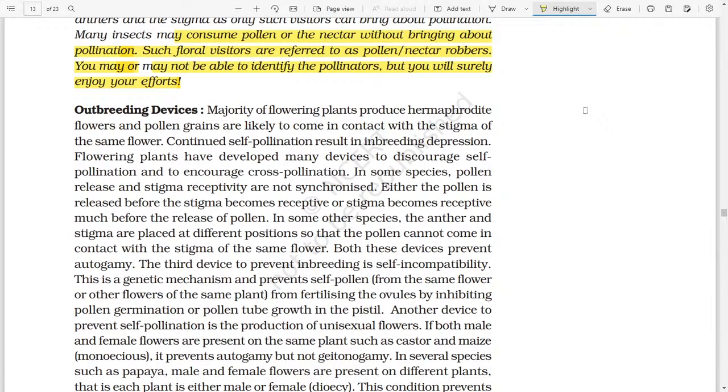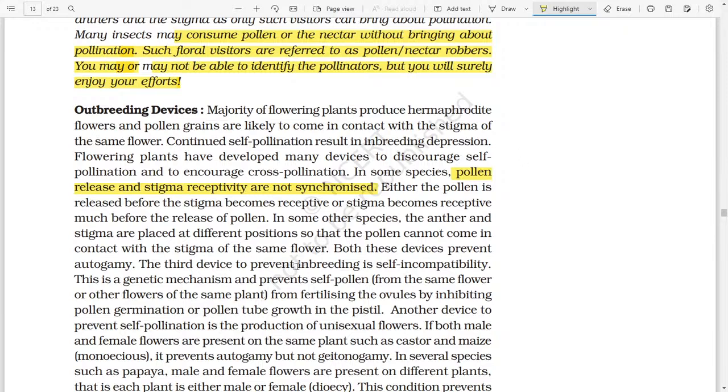Flowering plants have developed many devices to discourage self-pollination and to encourage cross-pollination. In some species, pollen release and stigma receptivity are not synchronized. Either the pollen is released before the stigma becomes receptive, or the stigma becomes receptive much before the release of pollen. In some other species, the anther and the stigma are placed at different positions so that the pollen cannot come in contact with the stigma of the same flower. Both these devices prevent autogamy.